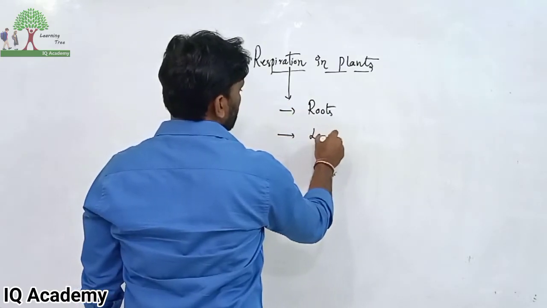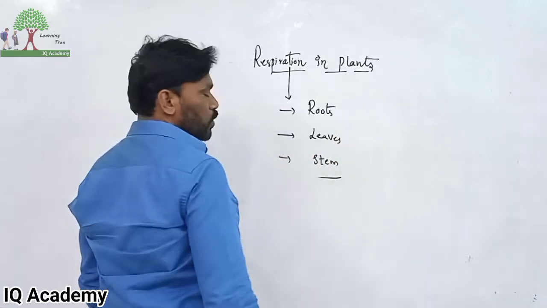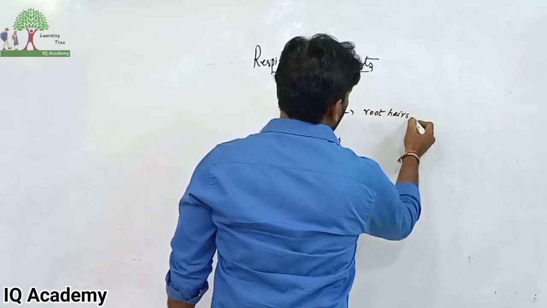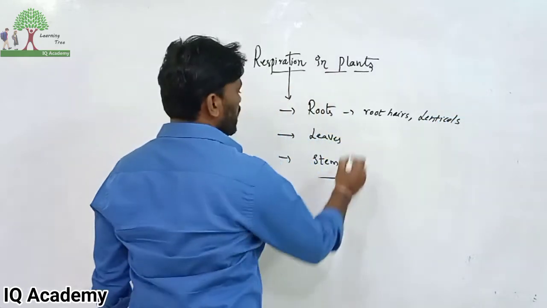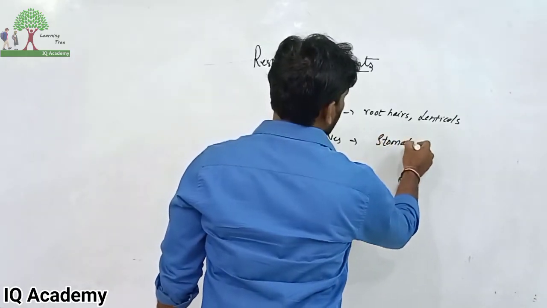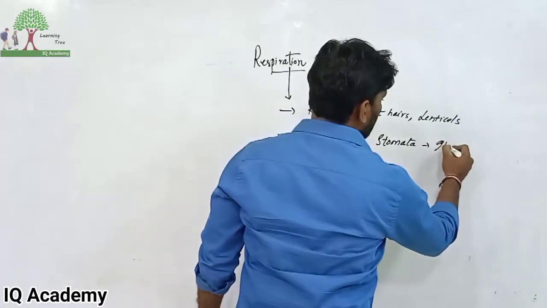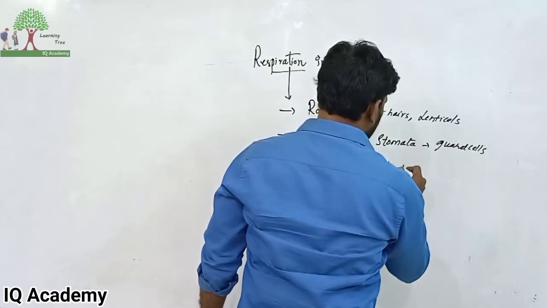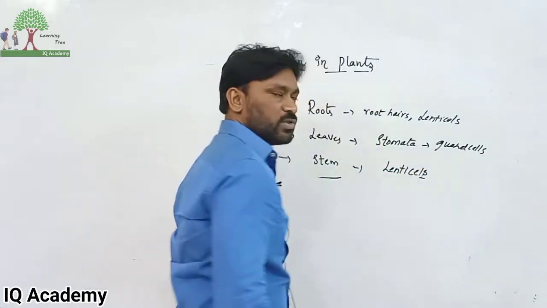And the leaves, the stem, the roots. Root hairs and lenticels play a major role in respiration. In the leaves, do you know about stomata? Exchange of gases takes place through stomata, and the cells present in the stomata are called guard cells. And in the stem, lenticels are present. And how does respiration take place in this?